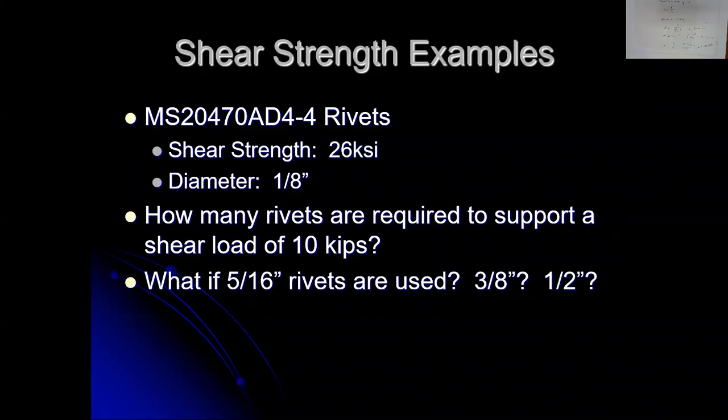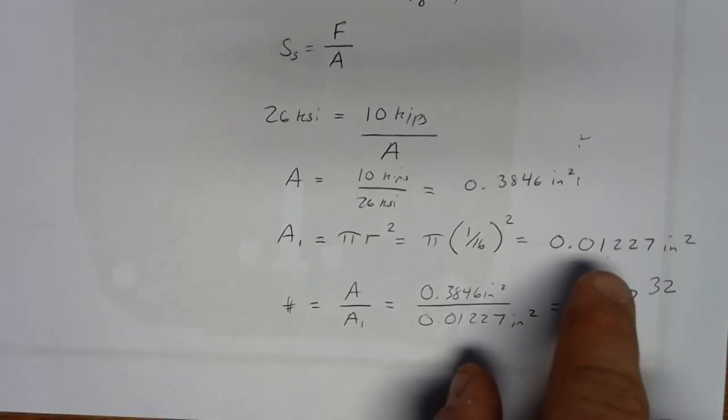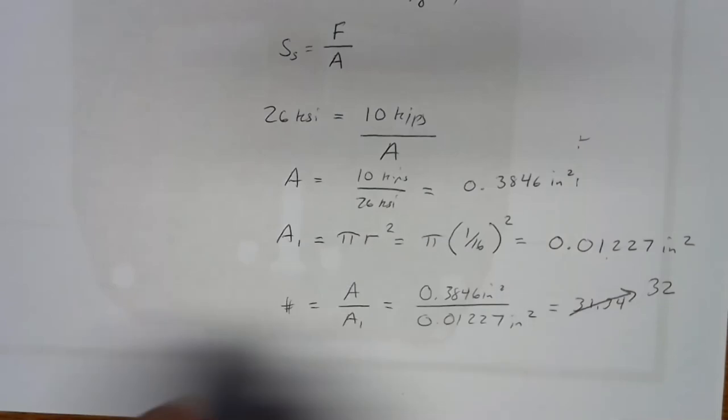Now, what if we go to a different area? Well, 5/16 rivets are a little bit bigger than -4s. So are 3/8, so are 1/2s. They're all bigger. Each rivet contributes more area. So we could change the problem and say, what if we want to use, let's pick just one of them, 3/8 inch. Well, I know the area I need. I need 0.3846 square inches.